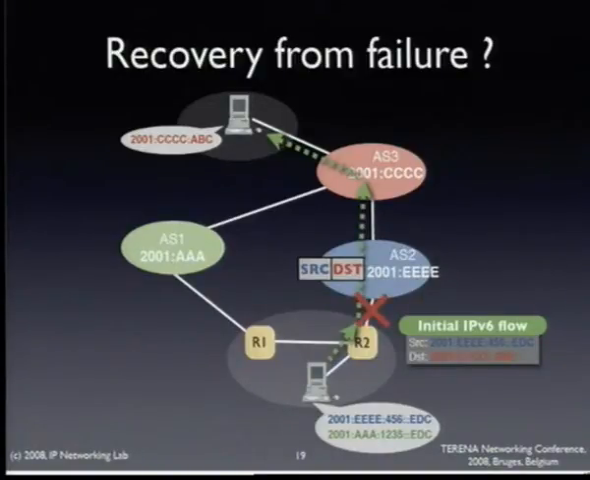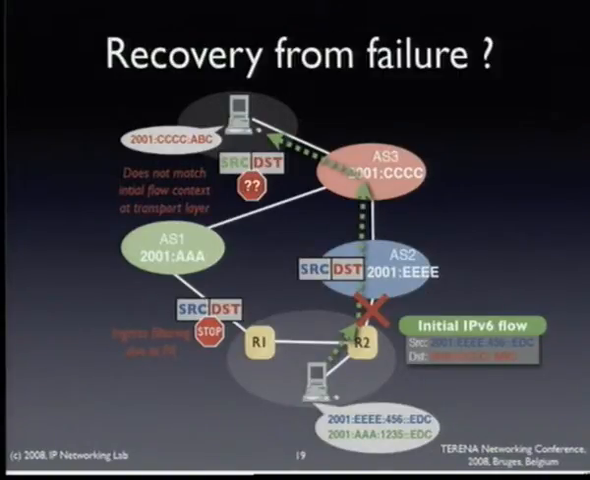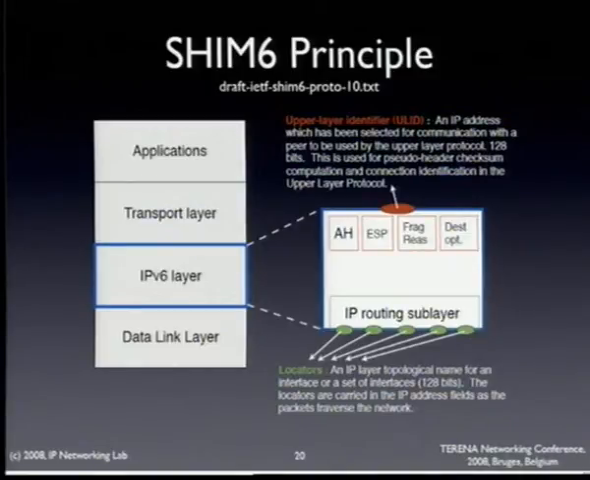Now, if there is a failure and packets cannot be sent through AS2, we cannot send the traffic through the other provider. First, there could be filters that deny the forwarding of packets where the source address is not in the prefix of the ISP, the green ISP. Second problem is that if the packet reaches the destination, it will not correspond to an existing TCP context. At the TCP level, it won't recognize the packets coming from a source address inside AS1, because the initial flow was with a source address in the blue network. So Shim6 allows us to solve that problem.